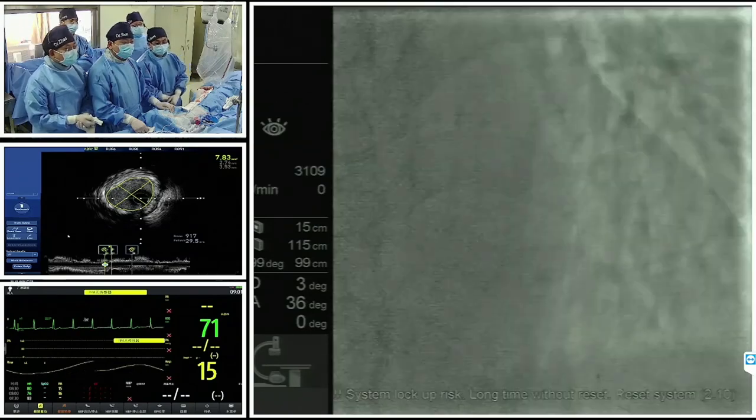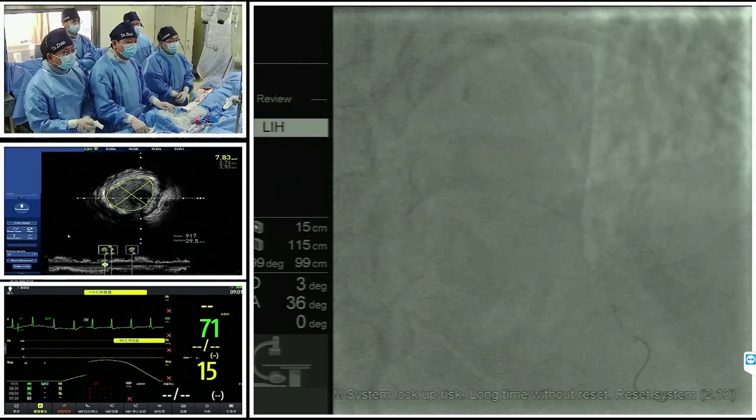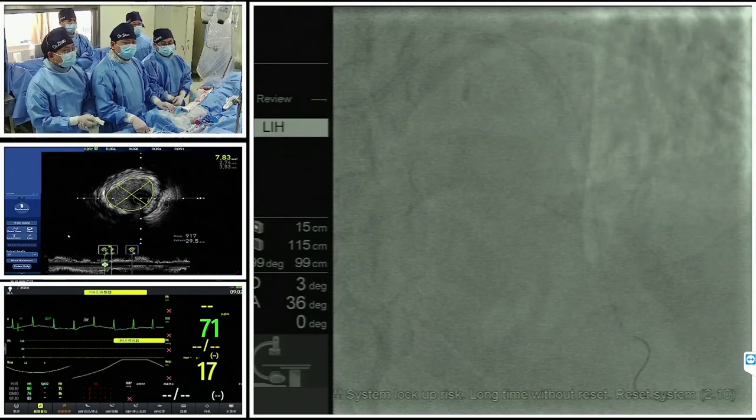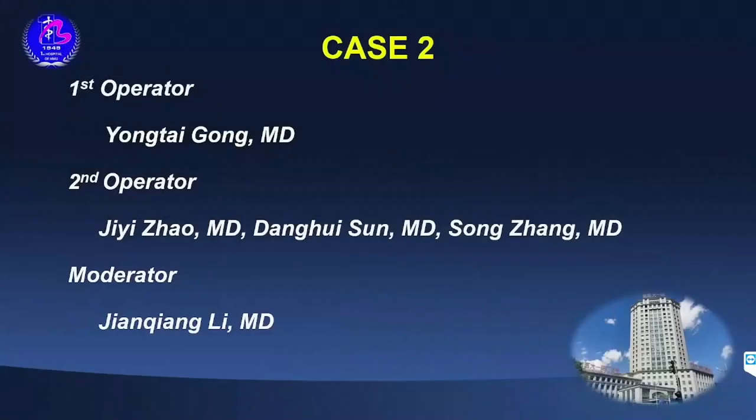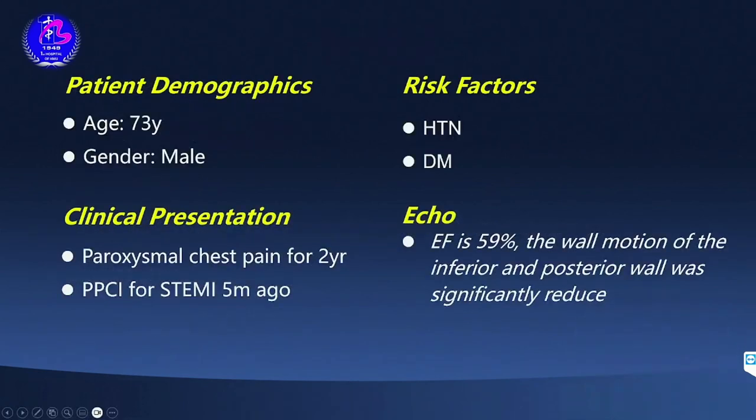Before the live operation broadcast, I would like to make a brief introduction about our patient first. This patient is a 73-year-old male whose chief complaint is paroxysmal chest pain for 2 years. This patient suffers from serious hypertension and diabetes, which are the main risk factors of his disease. His echocardiogram showed an ejection fraction of 59% with significantly reduced movement of the anterior and posterior walls.